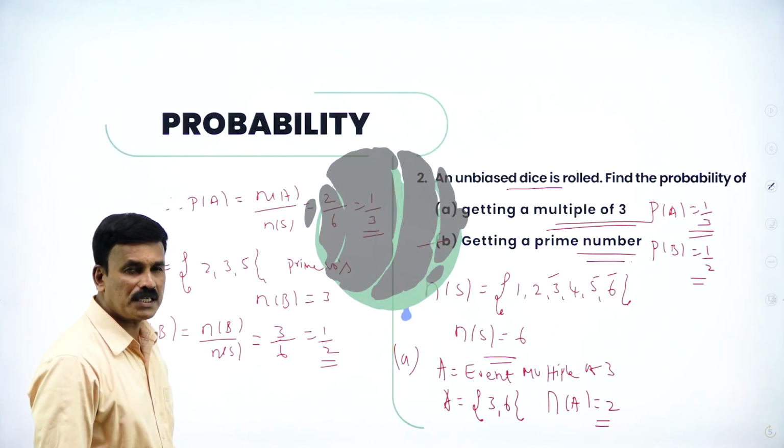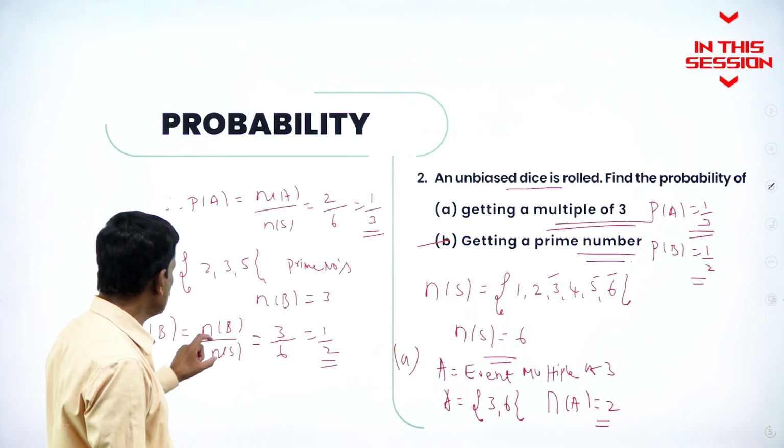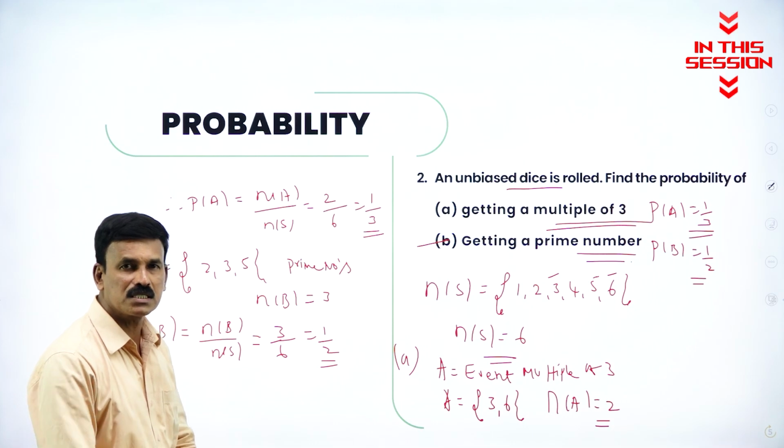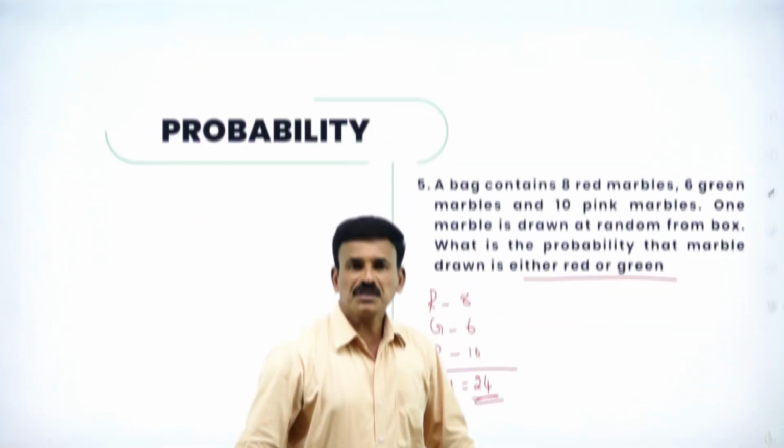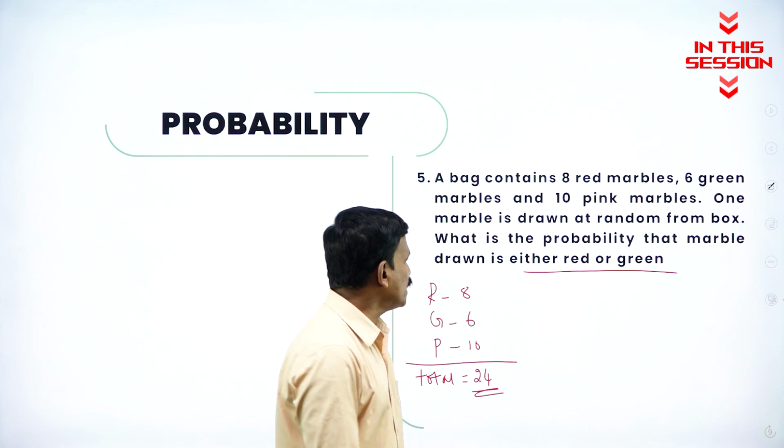The probability of getting a prime number is an event B. N of B by N of S is 3 by 6, which is equal to 1 by 2. That's it. Now just add the number of red and green marbles.